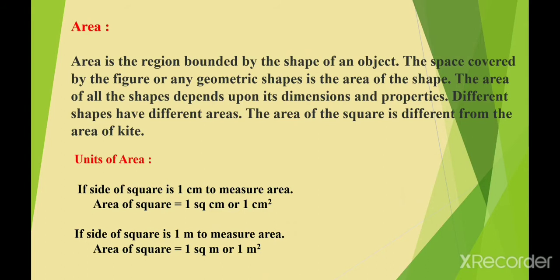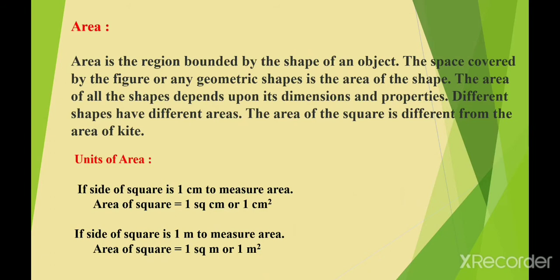In your syllabus there are only two topics: area of square and area of rectangle, and further you will study in respective classes like class 6, 7th, 8th. So first you must know what is the meaning of area. Area is the space occupied by a 2D shape. Area is a region bounded by the shape of an object. The space covered by the figure or any geometrical shape is the area of the shape.